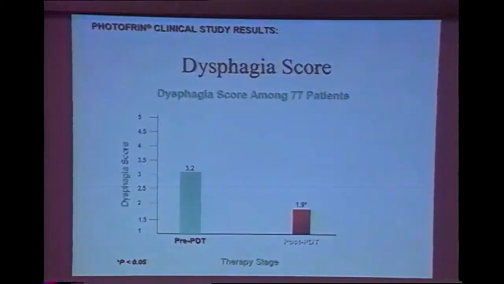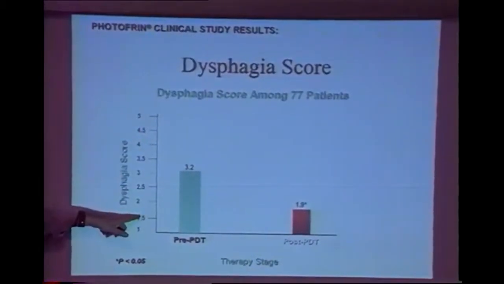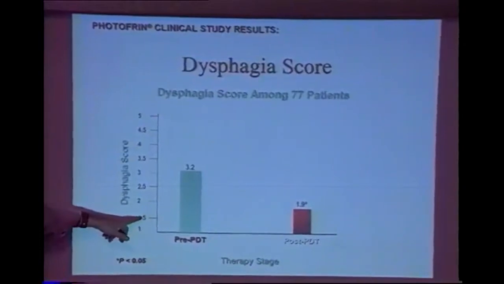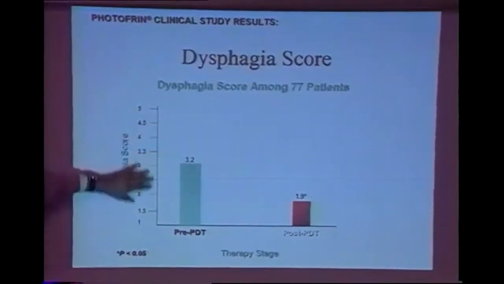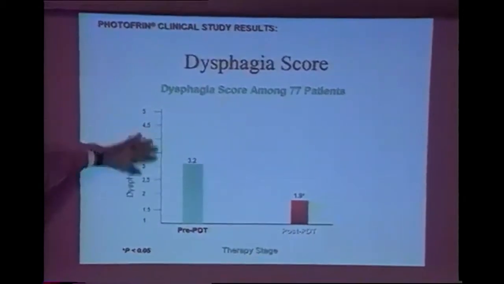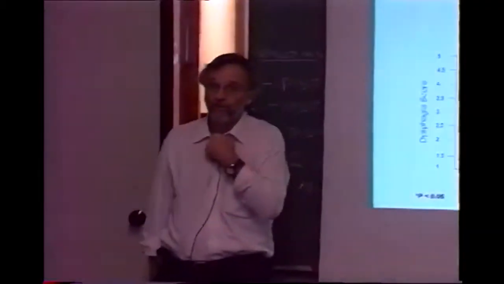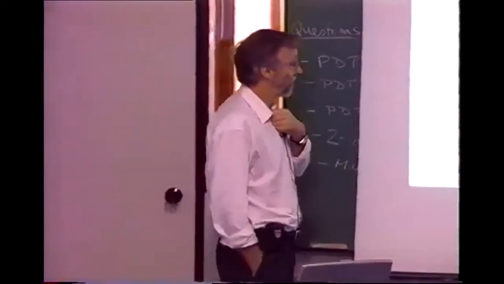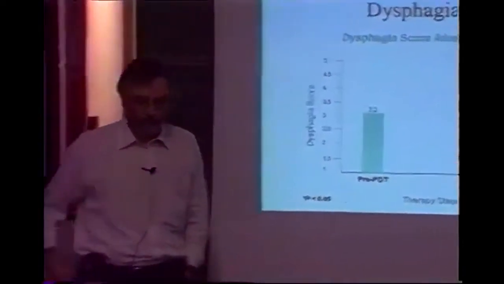And clinically, these patients are unable to swallow, and so the clinical endpoint for these patients is not survival because they're not cured, it's quality of life. So this is a quality of life measure, in other words, the amount of dysphagia, how difficult it is for the patient to swallow food, and so there's a significant improvement in dysphagia score with PDT.